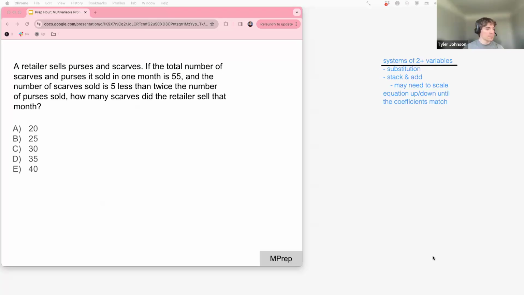So the second sentence here, I think that's the more straightforward translation. You've got the total number of scarves and purses is going to be 55. So S plus P makes 55. And again, making sure I'm using S and P rather than X and Y to make it clear one is scarves and one is purses.